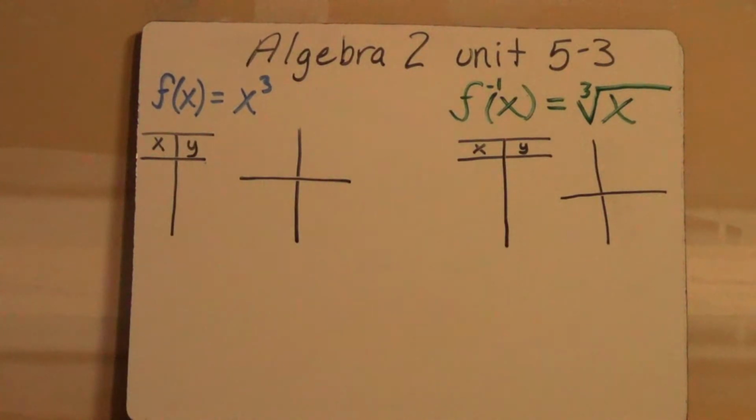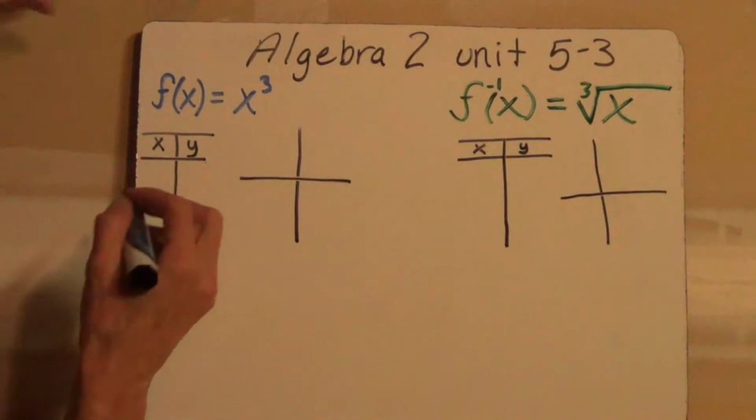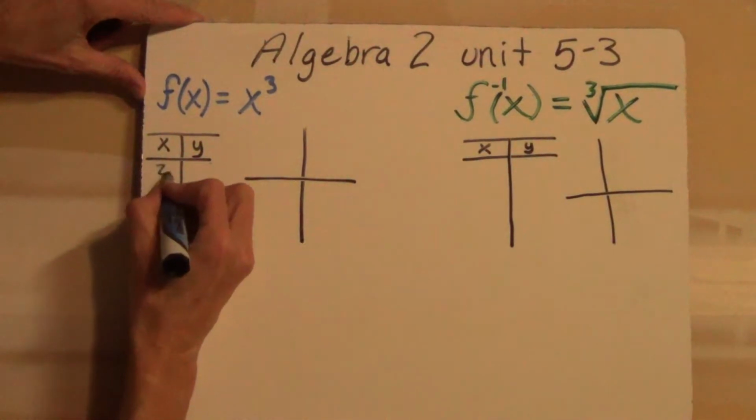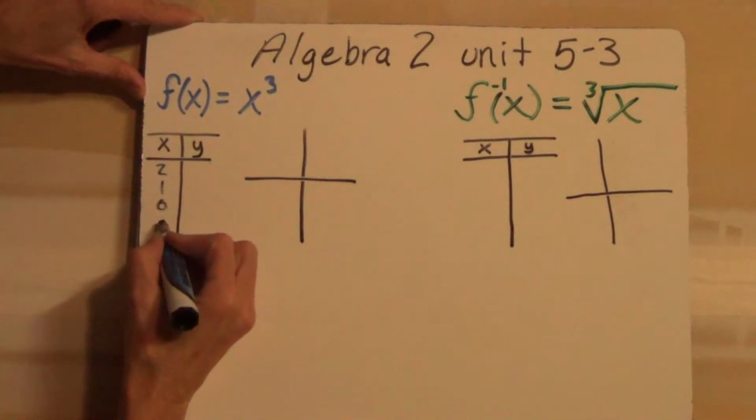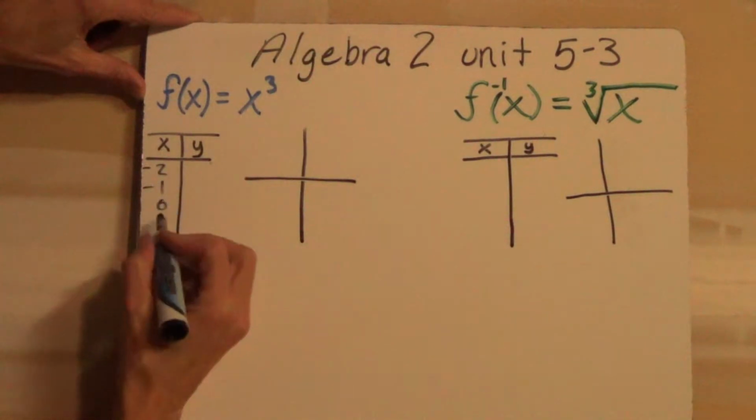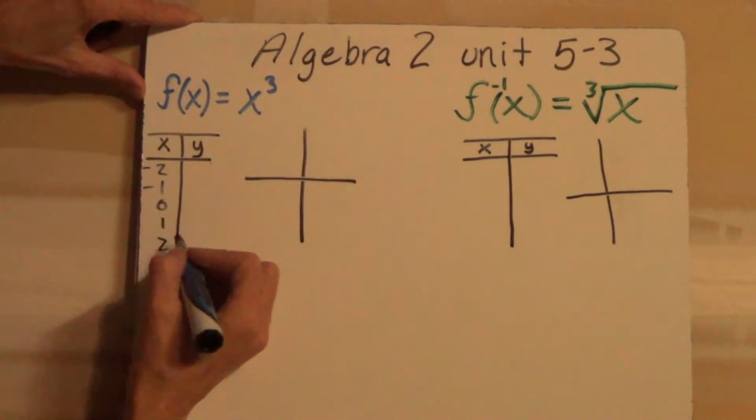Okay, welcome to Algebra 2, Unit 5-3. Here we're going to talk about cube functions and then the inverse, which is cube root functions. So if I go with my parent function of the cube, I might plug in -2, -1, 0, 1, 2.